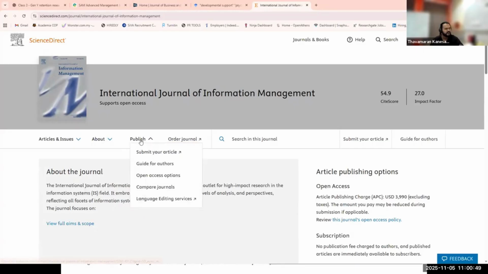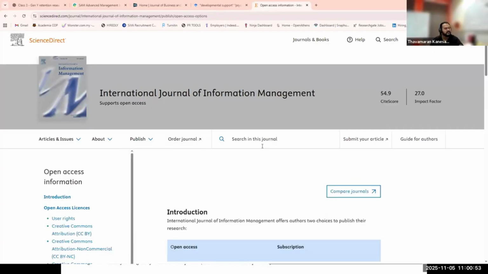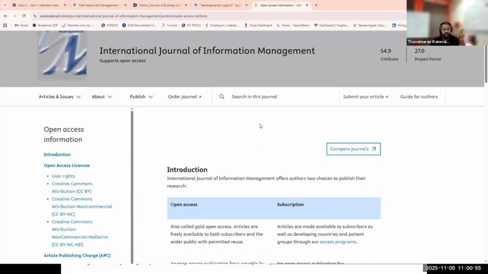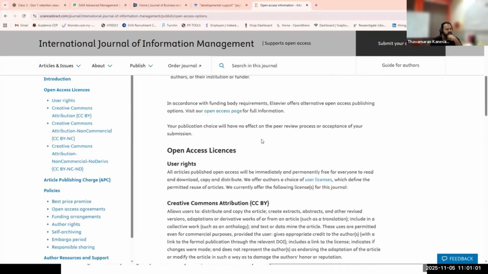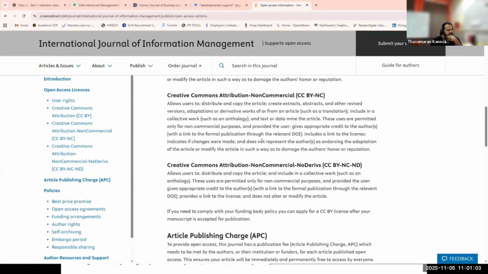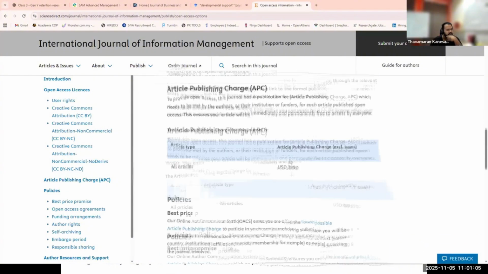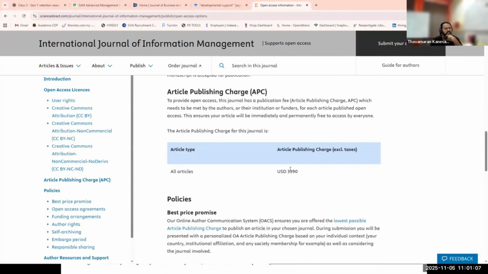So from here, if you look at publish, where is the open access option? You can publish for free in this journal. You can publish your paper to that level. But you can see here, if you want to make your paper open access, the article processing charge is USD 3990. You have to pay to become open access.